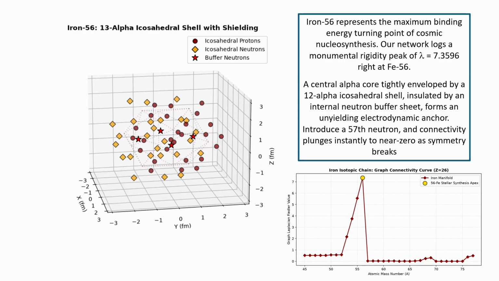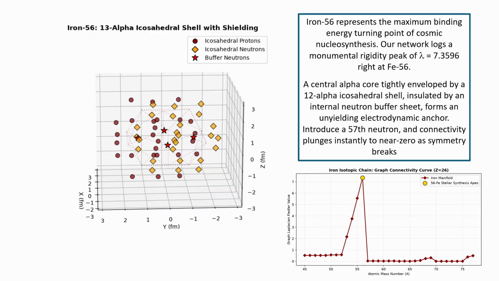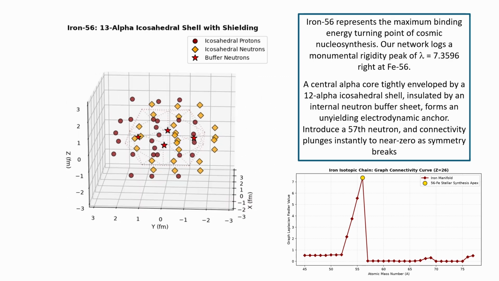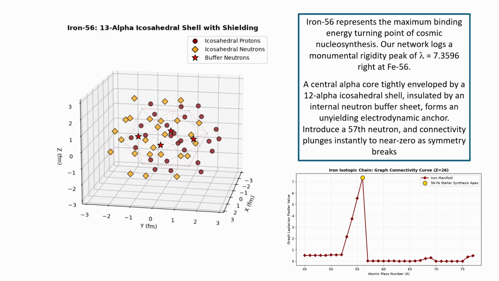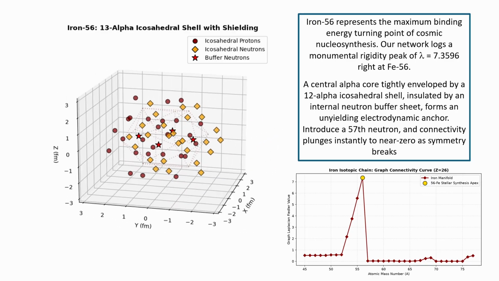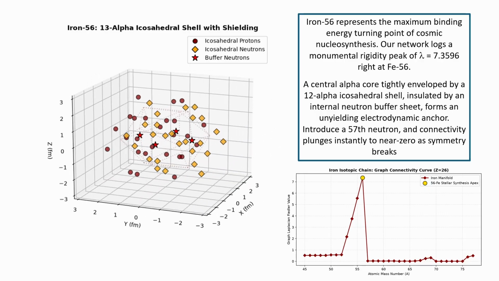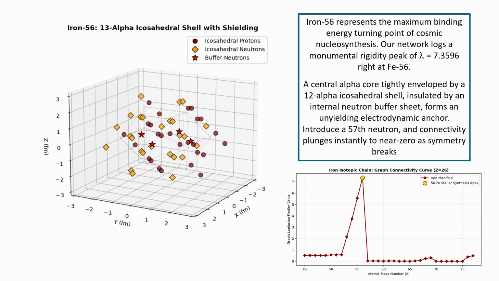It's a beautiful shape. We have a central alpha core enveloped in a 12 alpha icosahedral shell. I didn't know how to pronounce the word, I had to look it up. I worked with AI, you can see, to name all these shapes. It's insulated by sort of an internal buffer sheet. These are the stars, and that's the electrodynamic anchor for all iron isotopes.